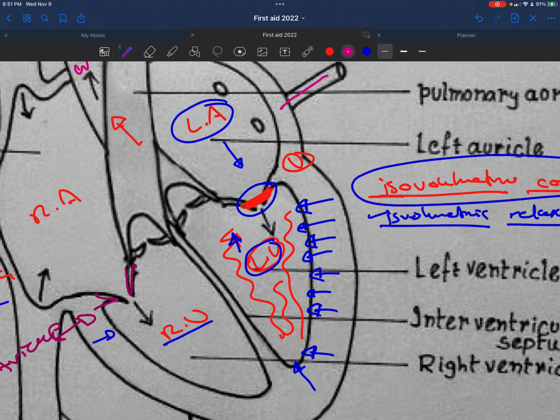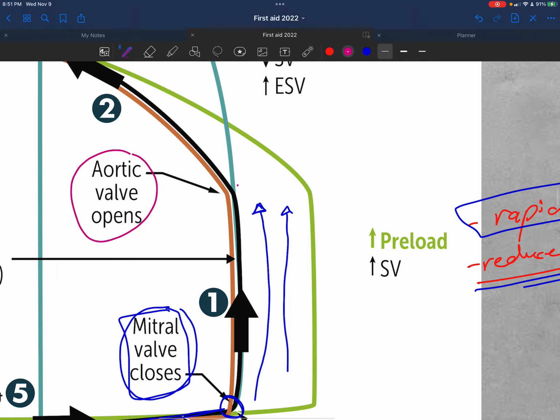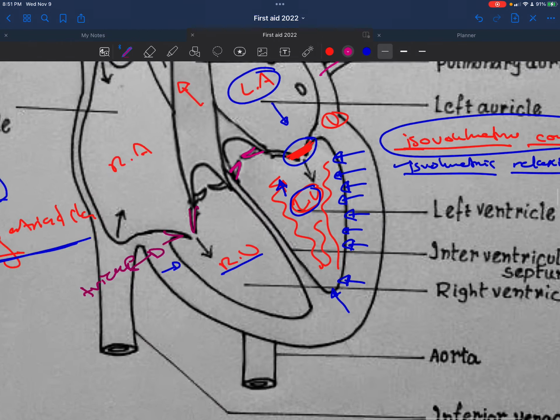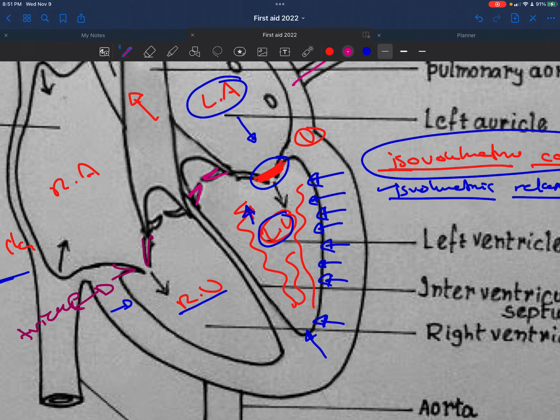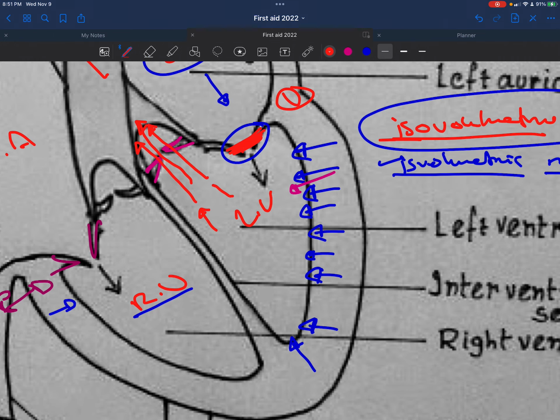So now the aortic valve is going to open. This is the point where the aortic valve opens. When the aortic valve opens, that means the heart can keep contracting hard enough and push the blood to the outside through the aorta into the systemic circulation. And now we get less blood inside the left ventricle because it's being pushed out, since the outlet is open.